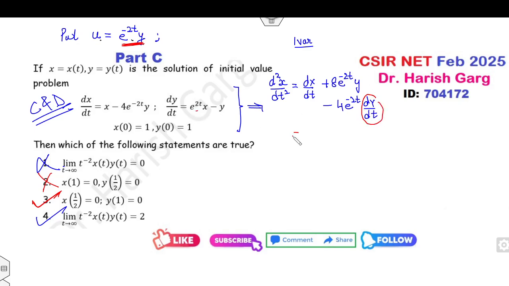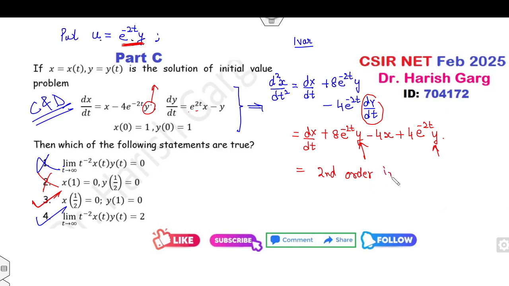So that will be dx over dt plus 8 e raised to power minus 2t, and if you multiply them, it's minus 4x plus e raised to power minus 2t y. Now you can see again, I can find the value of the y from the first equation and substitute in this one. Then it is a second order differential equation in the x. Then you can find the homogeneous solution and then find the particular solution. That is also the second way you can solve the problem.